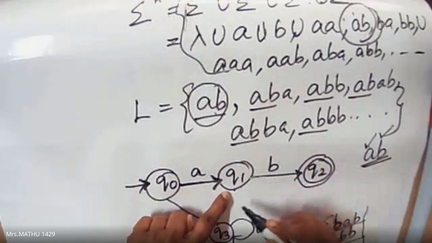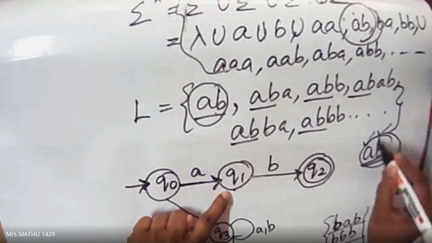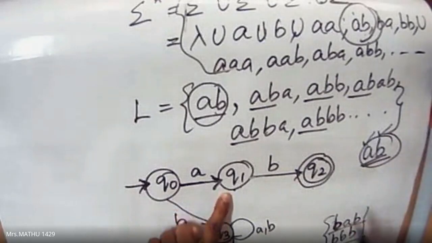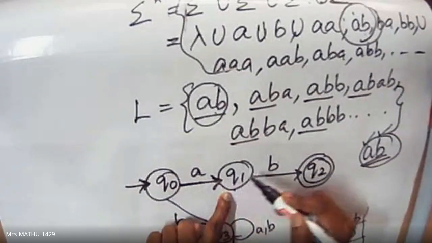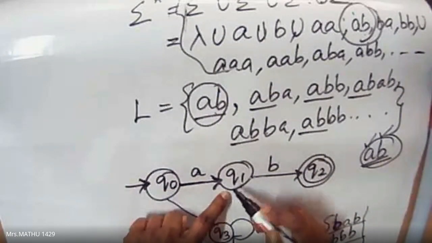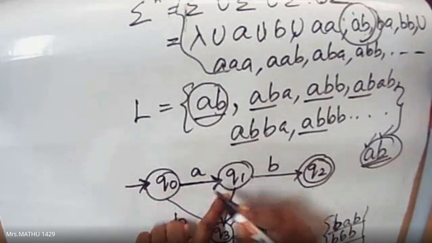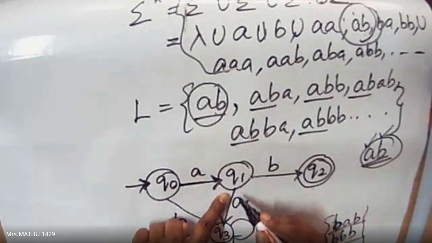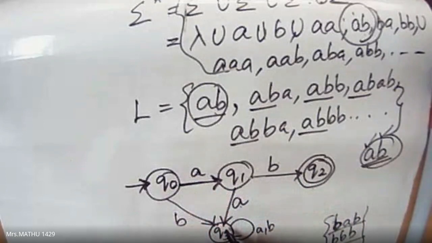Can it move to a final state? Because you should have a prefix AB, A followed by B. Now we have read A. When you read B, it will go to a final state. But if you read A again, A followed by A, then again it goes to a trap state. Do you understand it?